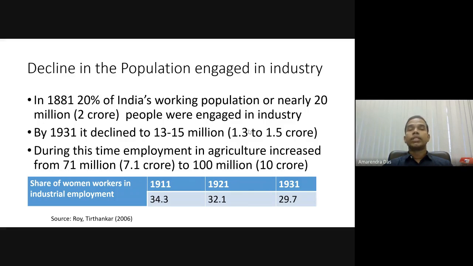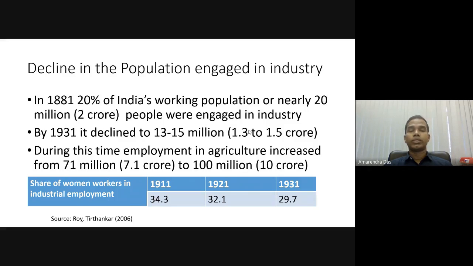And so when people are not getting jobs, or they are losing their jobs in the industry, they all move towards agriculture, and that's how we see the number of people employed in agriculture had gone up from 7.1 crore to about 10 crore. So this is a huge increase in employment in agriculture, because industries were affected.